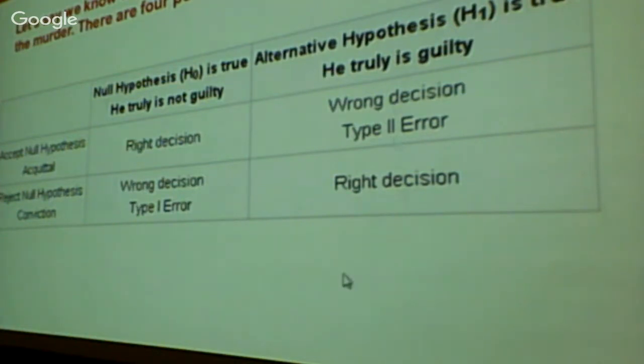Let me ask you something. What is worse, to convict an innocent man or to acquit a guilty man? What do you think is worse?